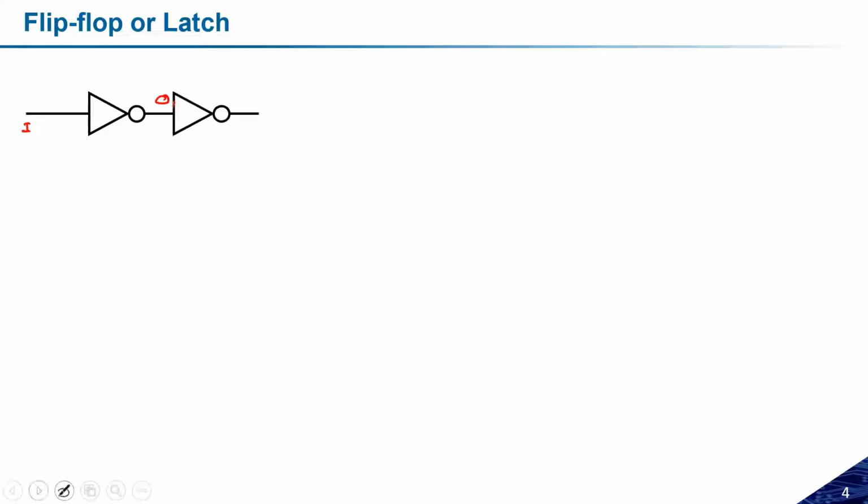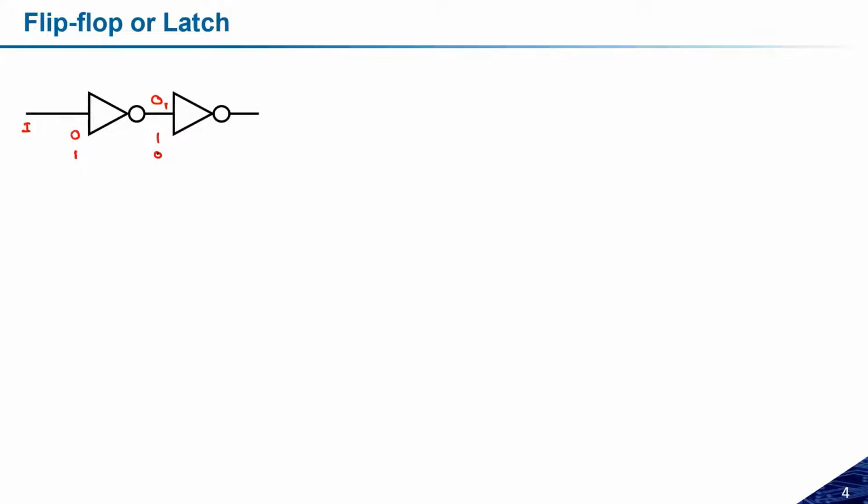Now if I have another inverter, something like this, then whatever logic I give here, let us assume I am giving 0, I will get 1 at this point. If I give 0, then I get 1, and if I give 1, then I get 0. So this is the property of an inverter.